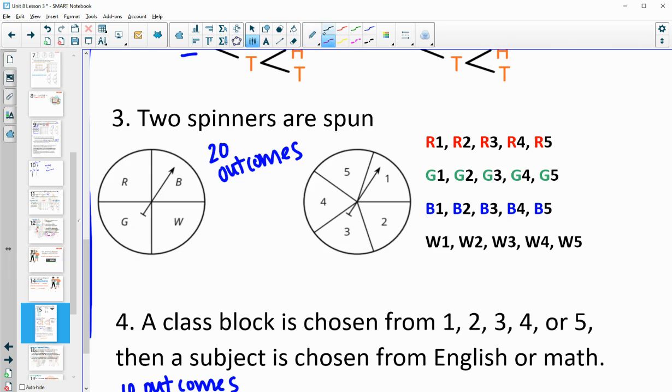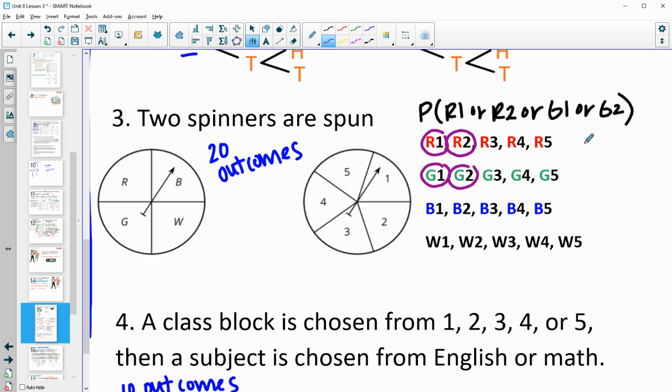How about in number 3, take a look at what would the probability be that we got R1 or R2 or G1 or G2. What would the probability of that be? So then we could say, all right, we see R1, R2, G1, G2. That's 4 options out of 20. So we know the whole sample space is 20, and that's 4 outcomes, which simplifies to 1/5.